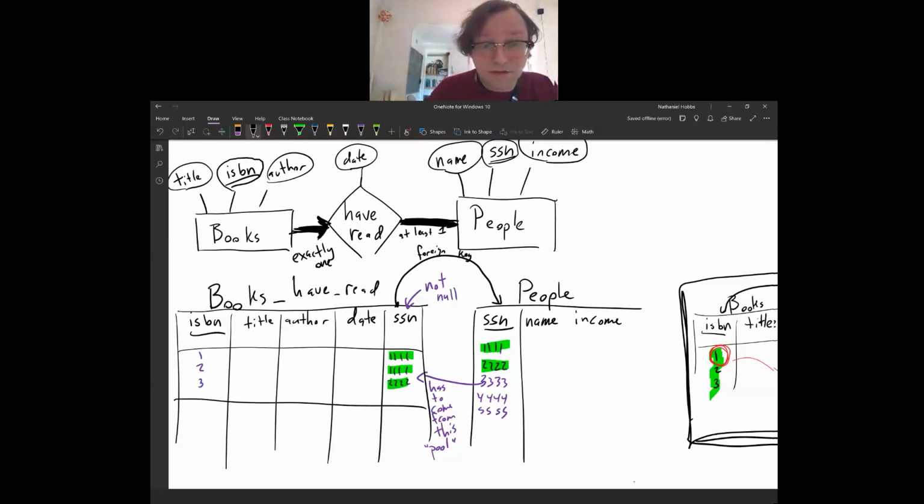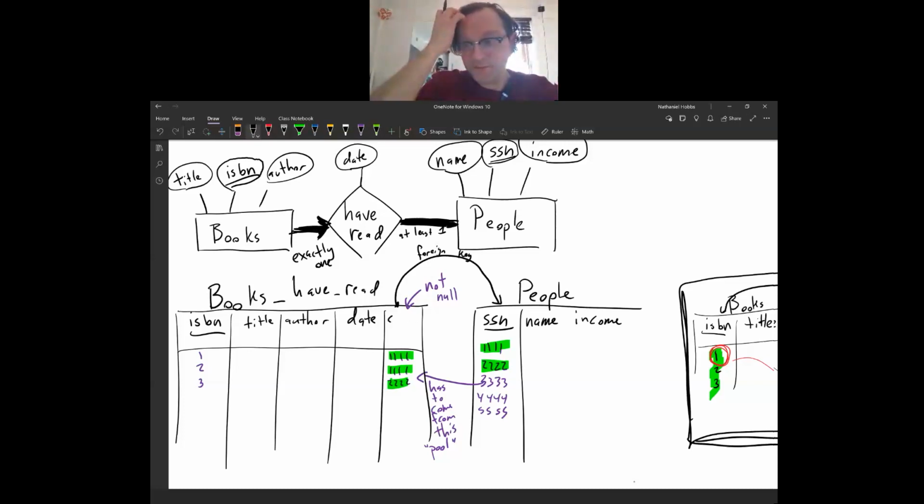Well, actually, this isn't quite finished, but yes, you could have 1 person have read more than 1 book, but a book can only have been read by exactly 1 person. A foreign key is on 1 attribute, correct. They tend to have the same name. They don't have to, though. I could call this person SSN. I could call it something else. It's a side note.